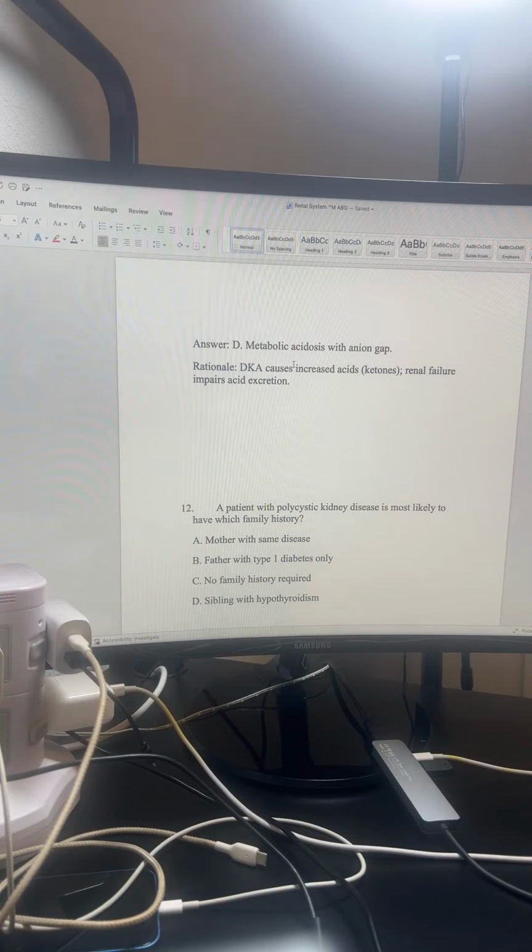All right. A patient with polycystic kidney disease is most likely to have which family history? A, a mother with the same disease, B, a father with type 1 diabetes only, C, no family history is required, or D, a sibling with hypothyroidism.